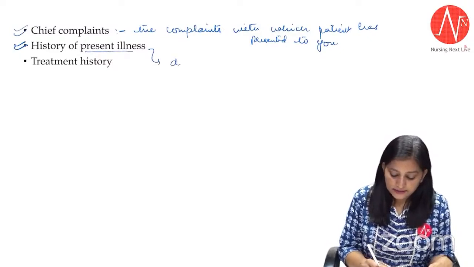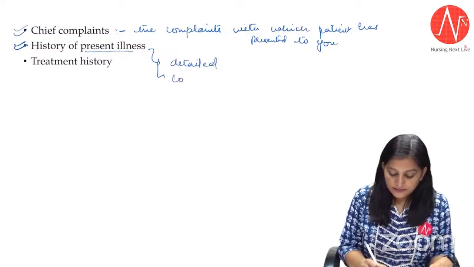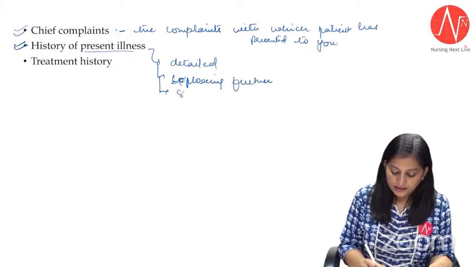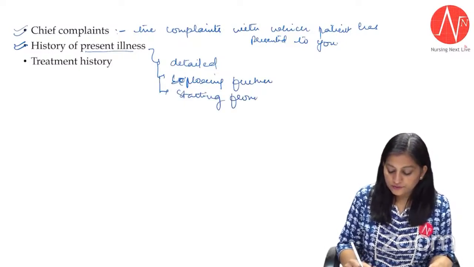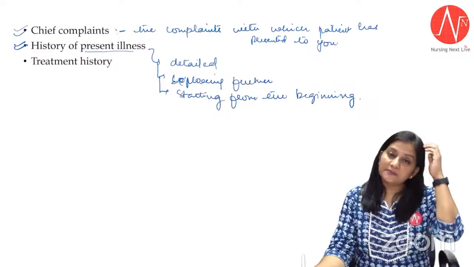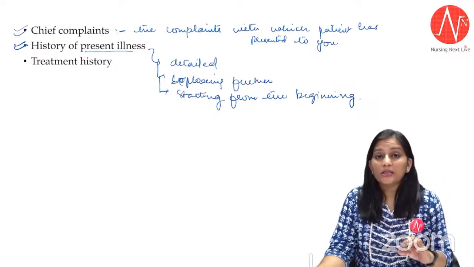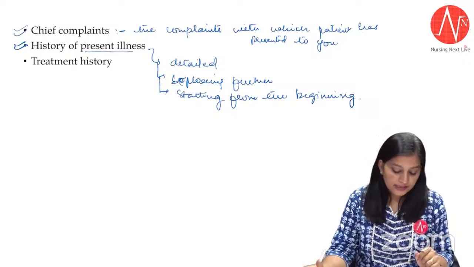This is to be detailed, collecting, exploring further, and starting from the beginning. The patient might say that the same thing happened 2 years back, and then again it happened after 6 months. So all these things come under history of present illness.